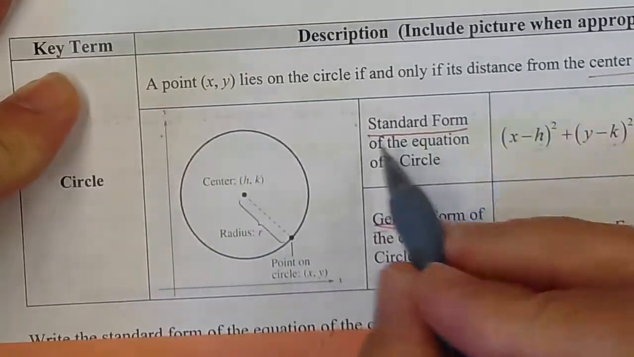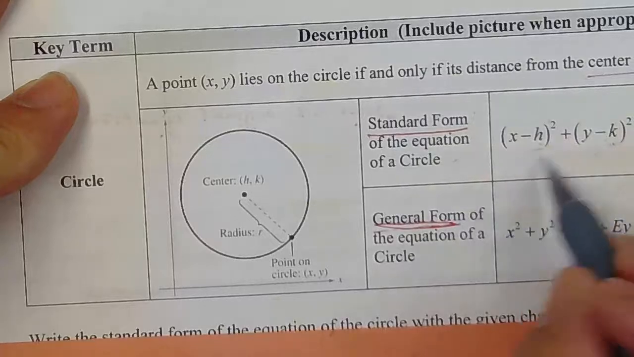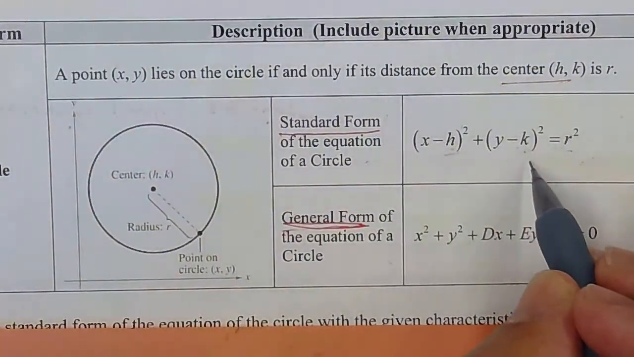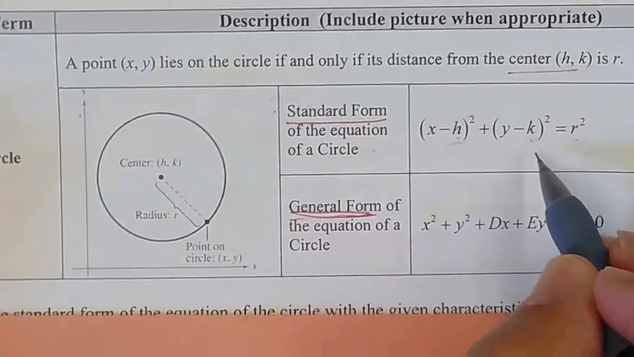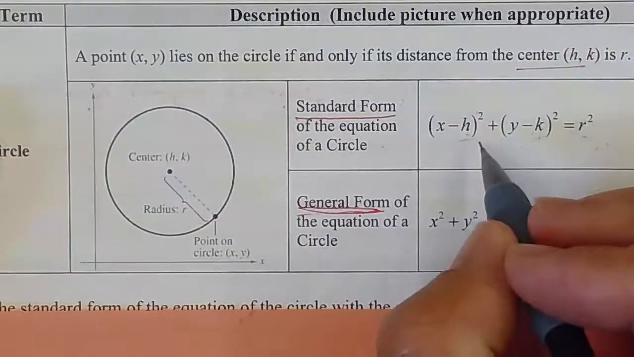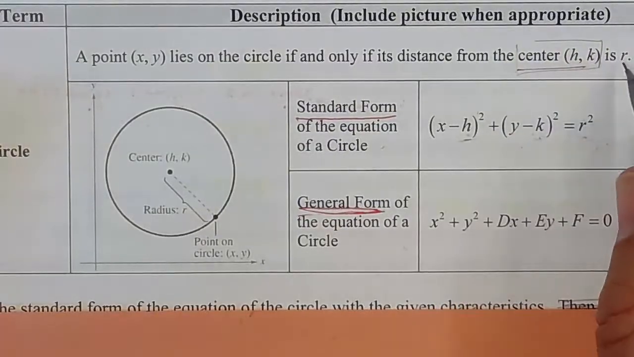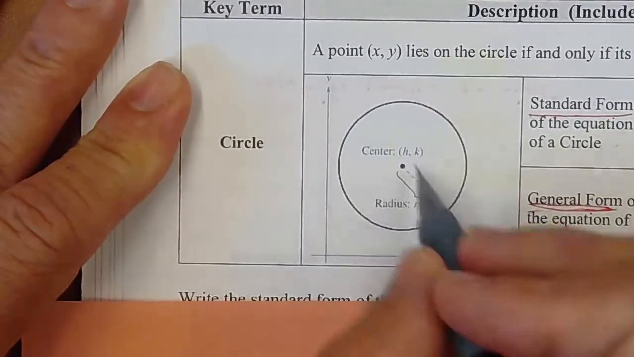All right, so this is called the standard form of the equation of a circle. You don't have to have it memorized. I'll provide it for you on your quiz. So let's focus on the standard form right now. (h, k) represents the center of the circle. r is going to be the radius of our circle.